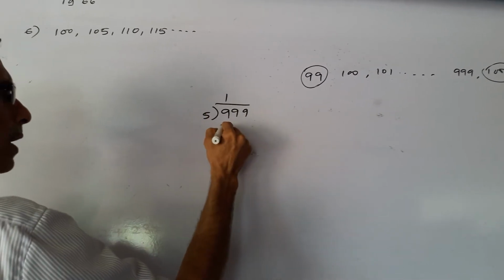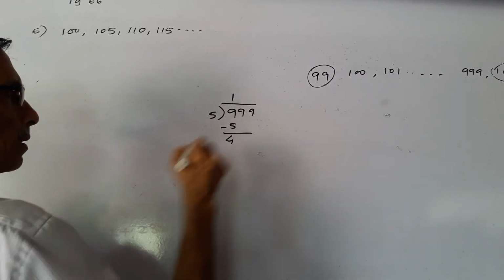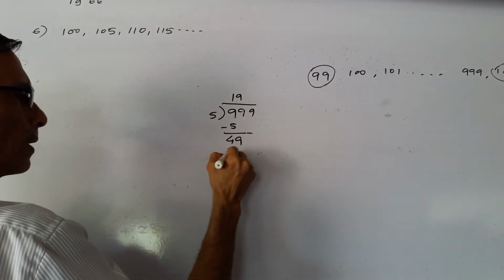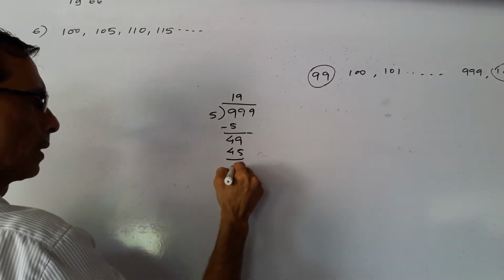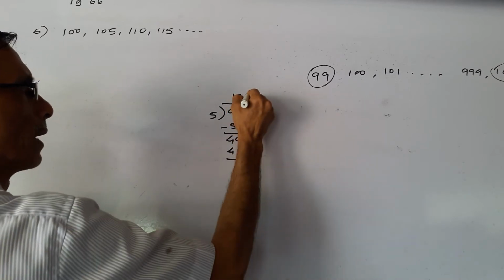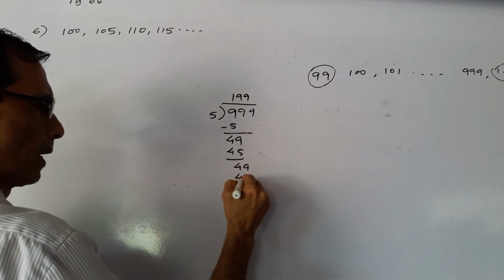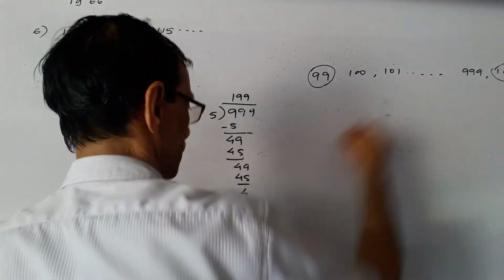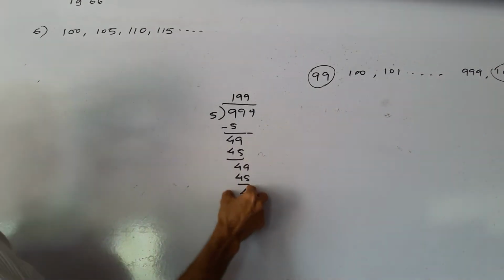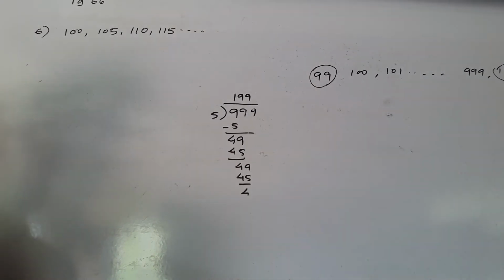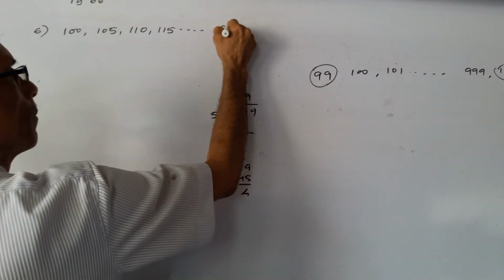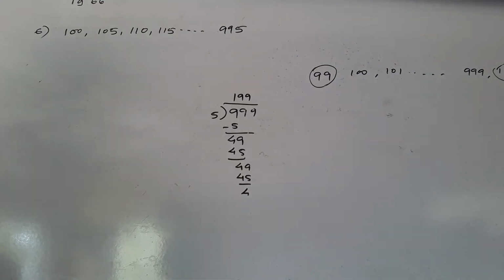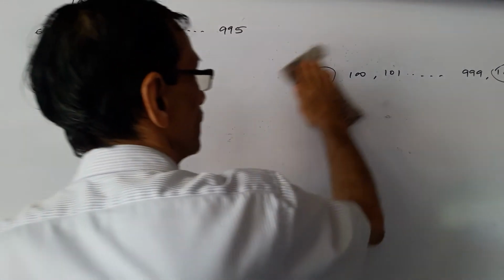5 ones are 5, subtract, 4, take 9, 5 nines are 45, again 4 remain, take 9, 5 nines are 45. So here 4 remains, so subtract 4 from this, because this is the remainder. If you subtract 4, then it will be exactly divisible, and therefore 995 is the last number. Now, we are asked how many terms there are.